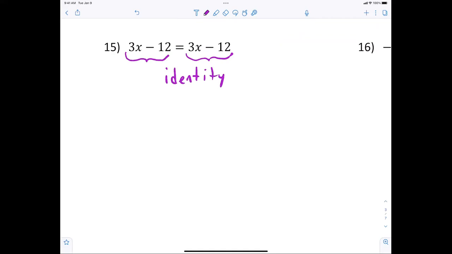Does anybody remember? When you have an identity, that means x can be all real numbers. So here's how you write the symbol for all real numbers. Sometimes you'll see in a math book, they will say infinite number of solutions. There's an infinite number of solutions. 3x minus 12 is always equal to 3x minus 12. Anybody have any issues with that?